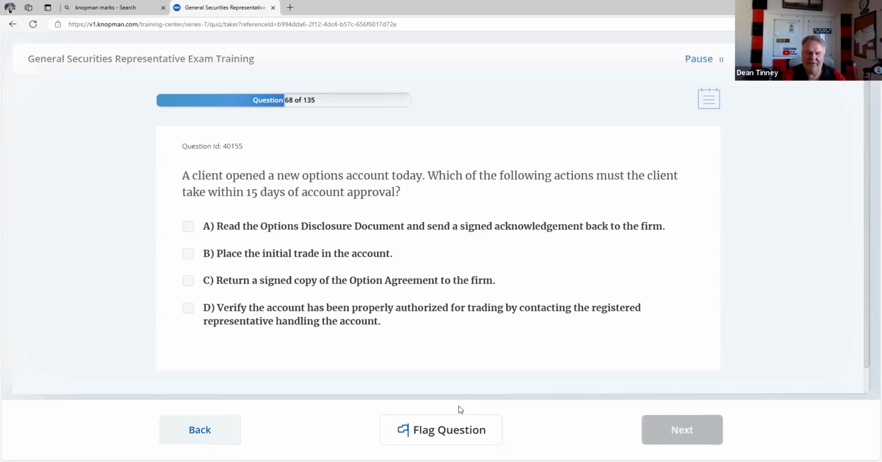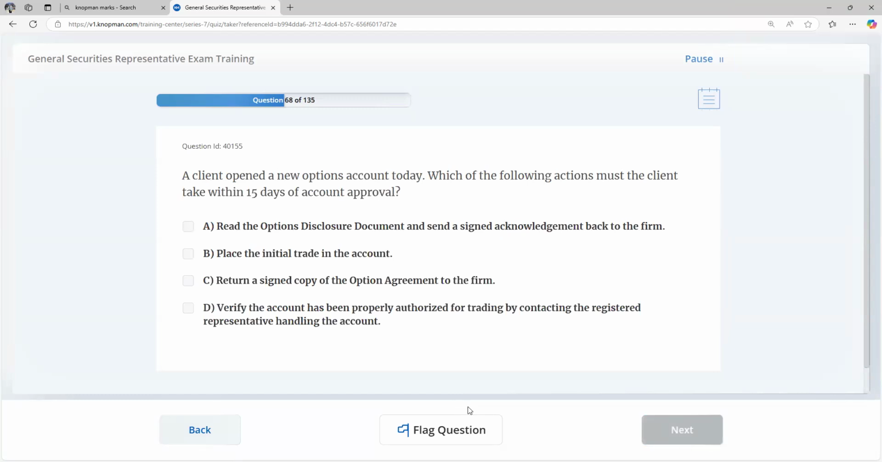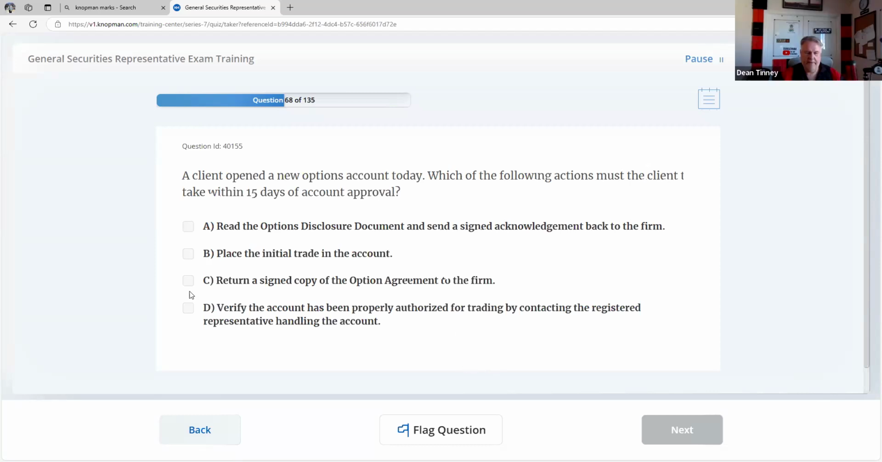A client opened a new options account today. Which of the following actions must the client take within 15 days of account approval? What do they have to do? Return a signed copy, read the options disclosure, and send an acknowledgement. Place the initial trade? Isn't it the initial trade? Hold on, let me reread this again. A client opened a new options account today. Which of the following must the client take? Is it C? Right on.